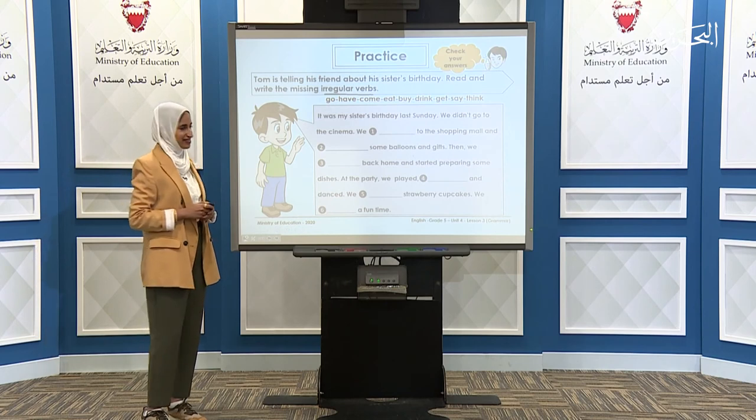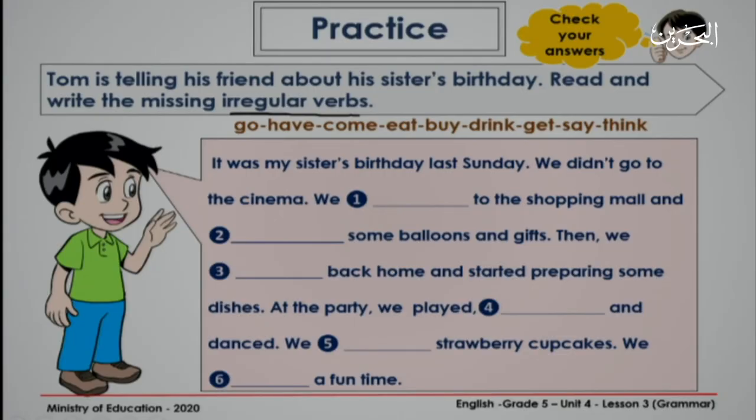Now let's check our answers. It was my sister's birthday last Sunday. We didn't go to the cinema. We went to the shopping mall and bought some balloons and gifts. Then we came back home and started preparing some dishes. At the party, we played, sang, and danced. We ate strawberry cupcakes. We had a fun time. Were your answers correct? Good job.